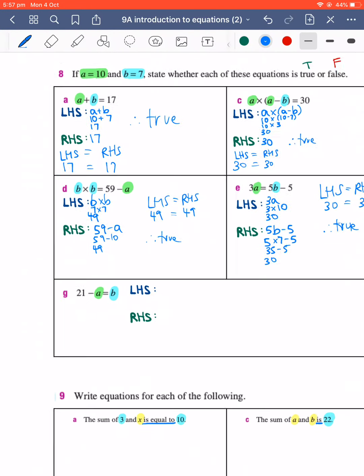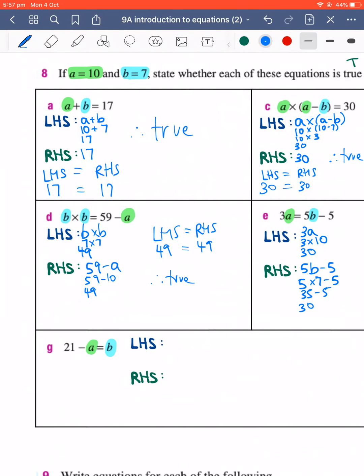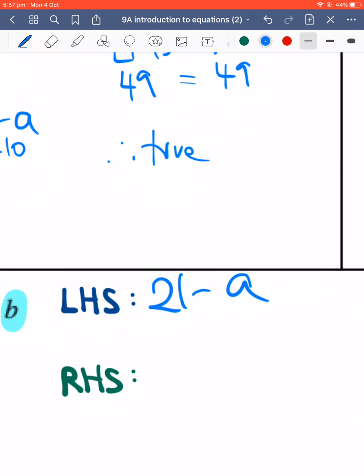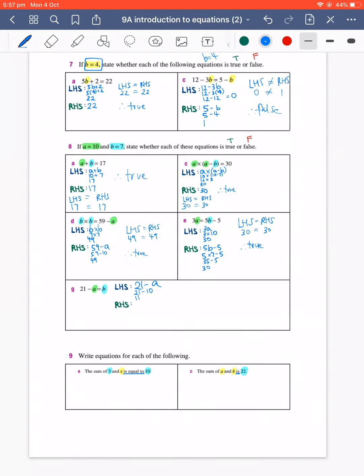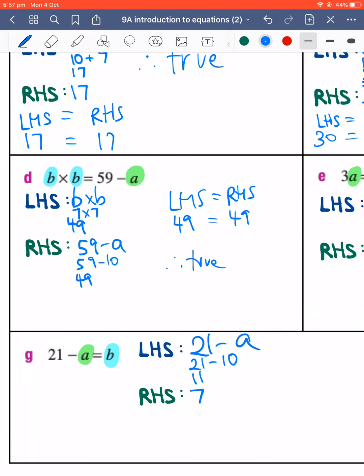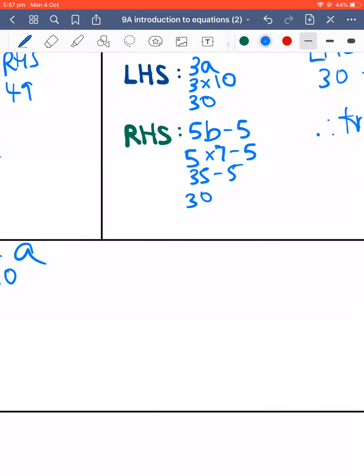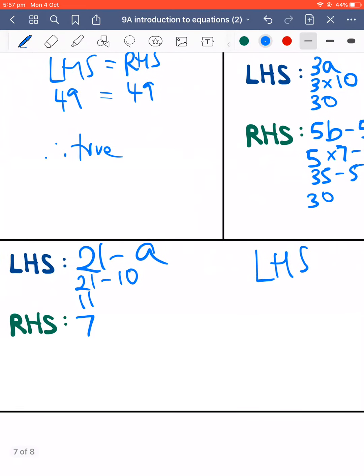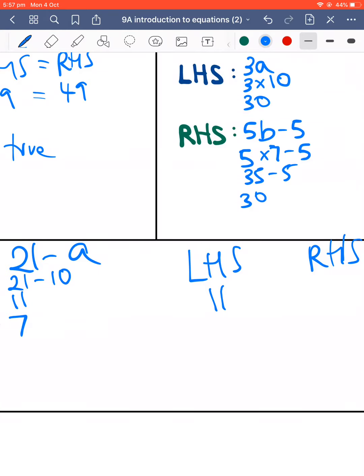Last one for this set, and again, A is 10, B is 7. Let's put it in. So left-hand side is 21 minus A. So A is equal to 10. So 21 minus 10 gives me my answer of 11. And my right-hand side was B, which is equal to 7. So again, compare your left-hand side to your right-hand side. My left-hand side was 11, and my right-hand side was 7. Those two are not equal, therefore this statement is false.